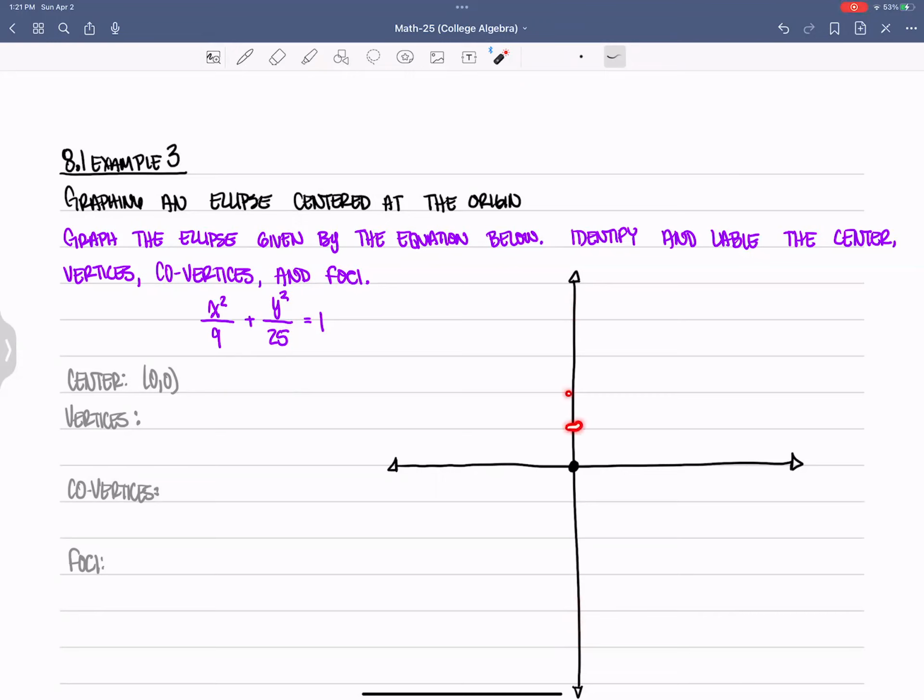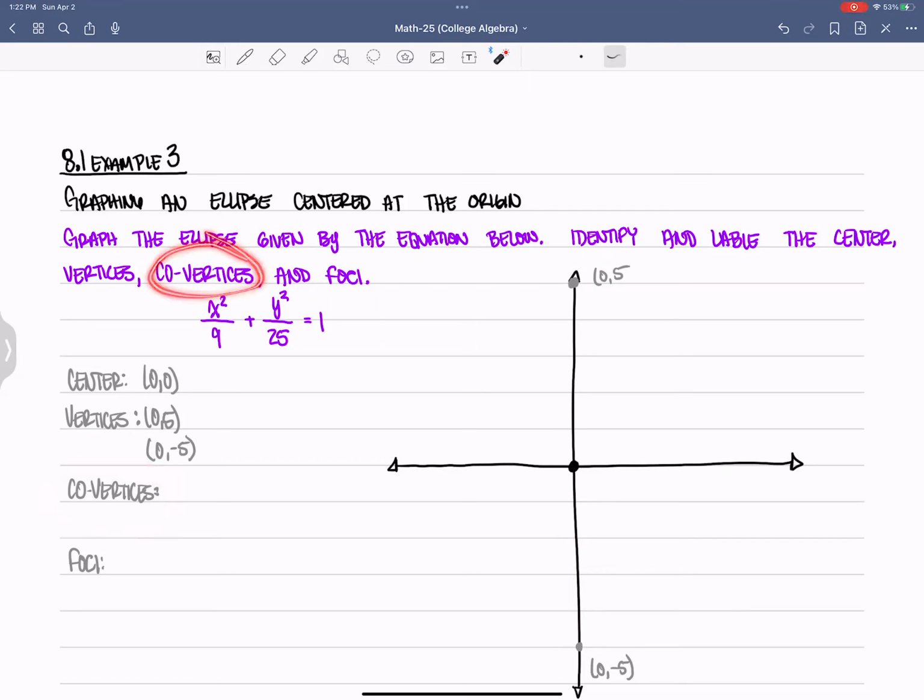So going up 1, 2, 3, 4, 5. So this is going to be the point 0, 5. And we're going down 5 units from the center. 1, 2, 3, 4, and 5. So this is 0, -5. Those two make up our vertices because they're the larger of the two. And the other two are going to make up our co-vertices.